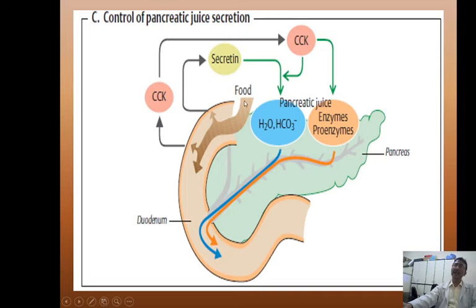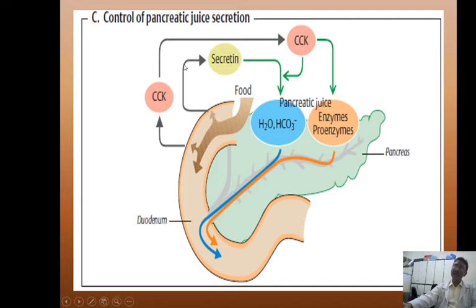One, we see that as food is entering into the duodenum, here you will find that there are certain cells which are known as the S cells in the duodenal mucosa. These S cells will get stimulated because of the presence of food and specifically the presence of hydrogen ions. These hydrogen ions will cause the S cells to get stimulated. The S cells will then release secretin hormone.